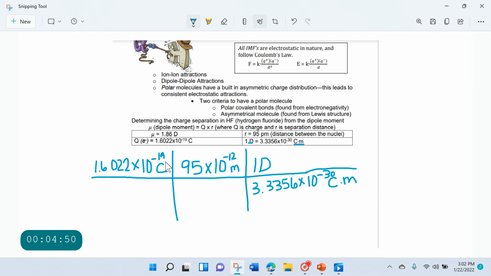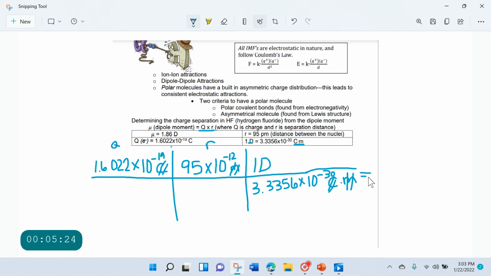Okay, so we can cancel our coulombs, right? And we can cancel our meters now, left just with Debye. So this right here was Q times R, and that's what we needed to get our dipole moment, right? But our dipole moment is not measured in coulombs by meter. That's why we had to do the dimensional analysis this way, where you end up canceling your coulombs per meter and getting the unit you want. So this was just a unit conversion after your initial equation.